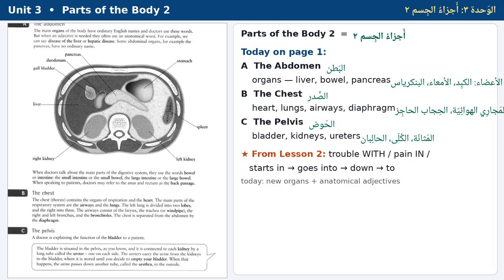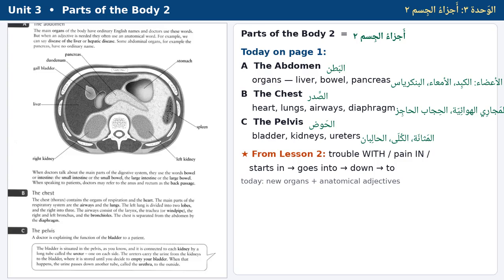Welcome to Lesson 3 of Medical English in Arabic. Unit 3, Parts of the Body 2. In Arabic, أجزاء الجسم 2. Today, we look inside the body, the abdomen, the chest, and the pelvis, and the organs inside them.